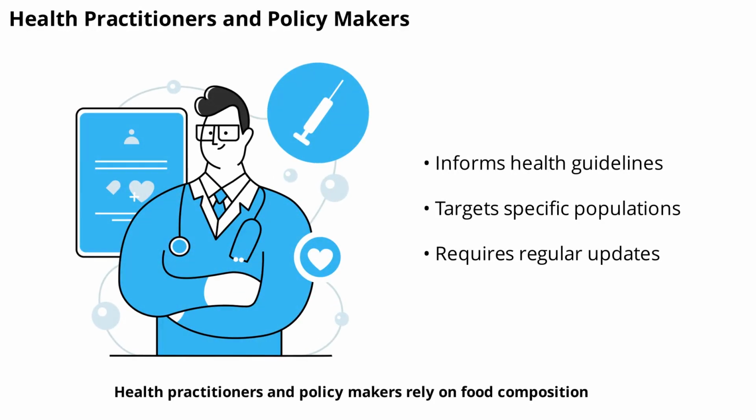Health practitioners and policymakers rely on food composition data to shape nutrition guidelines and public health strategies. National databases should include foods high in micronutrients and those consumed by specific groups, such as children or the elderly. As the food industry changes products, databases must be updated so practitioners can provide accurate advice.